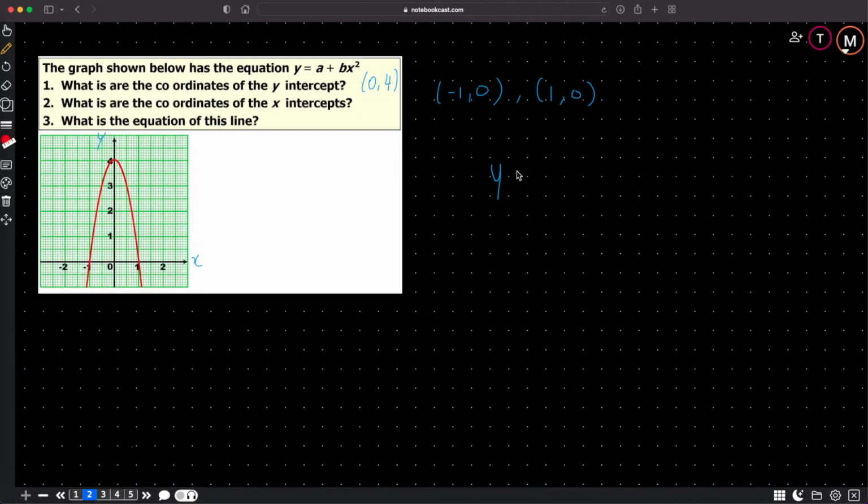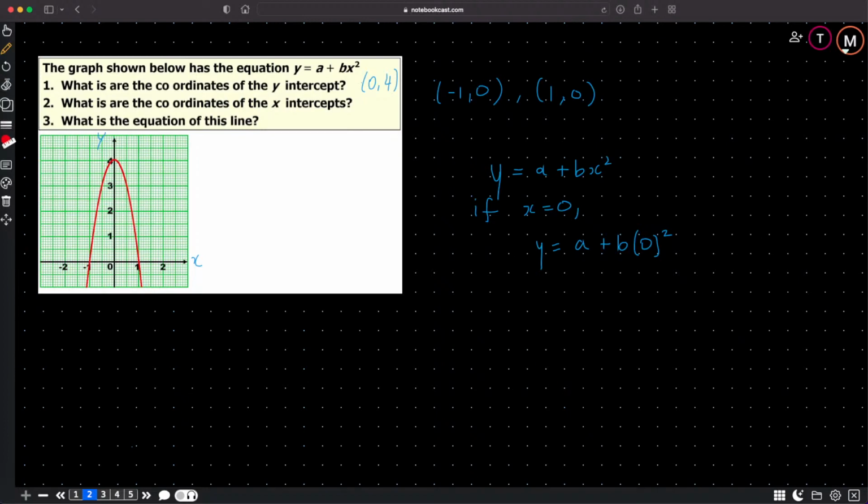Usually I would write this as ax squared plus b, but we'll stick with how they've written it, just so it doesn't get confusing. If x is 0, that gives us a, doesn't it? So if x equals 0, what do we get in this equation? We get y equals a plus b times x squared, or 0 squared. 0 squared is just 0, so this is going to be y equals a.